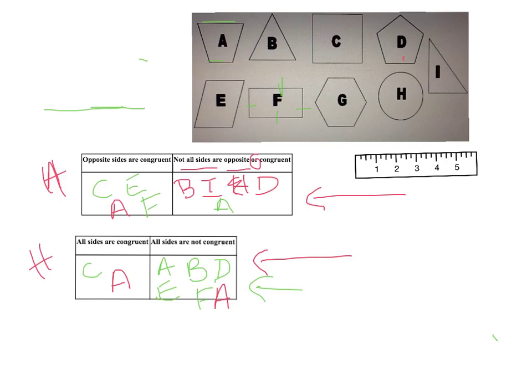And now, are all opposite sides congruent for I? I put an 8 there. I need to put an I, excuse me. And we already know that other one's answer. So let's move on.